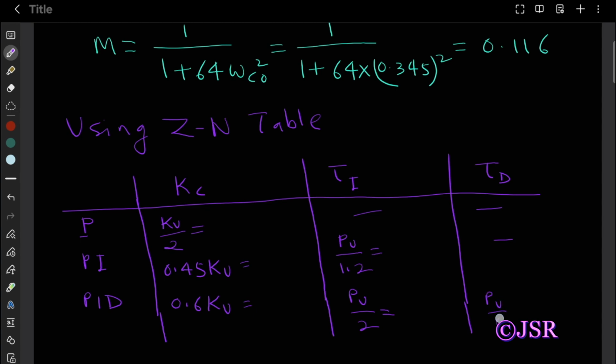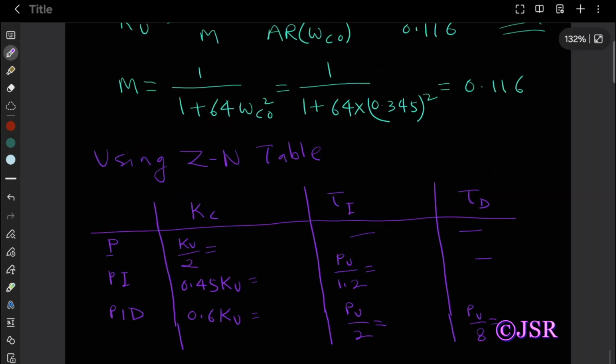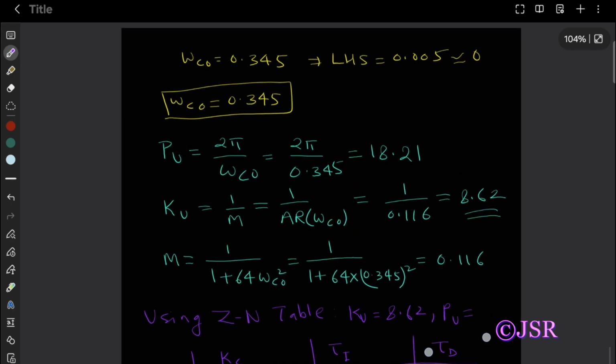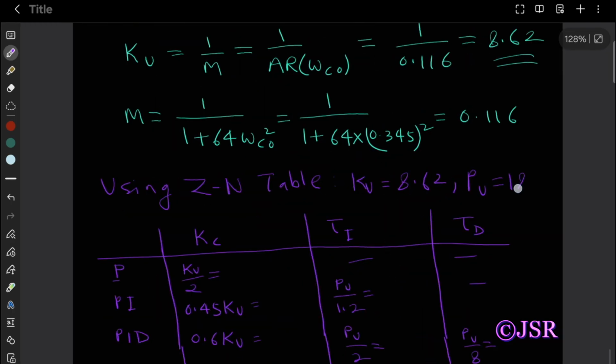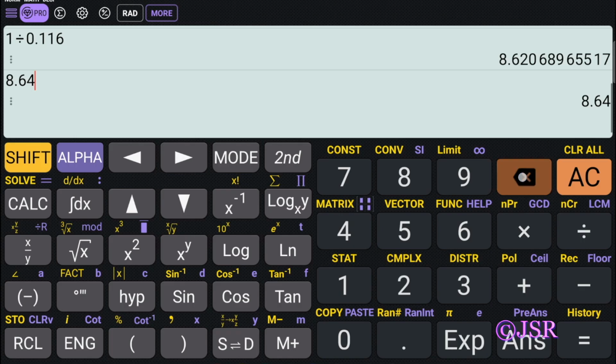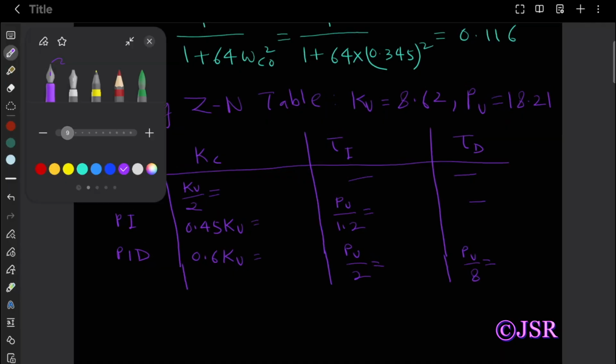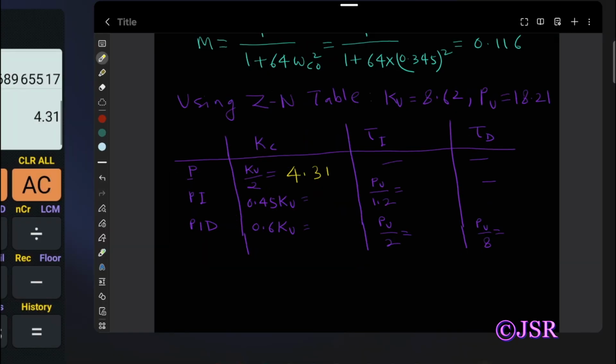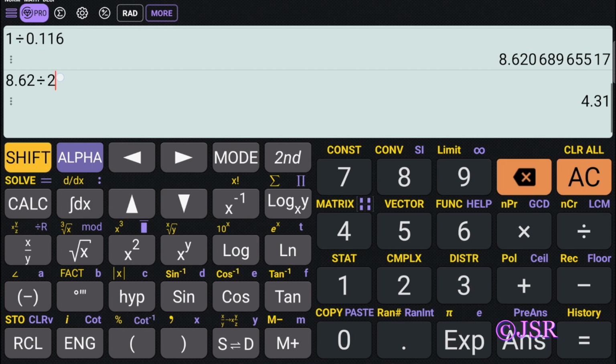So we have Ku value equal to 8.62 and Pu value equal to 18.21. Using these values we can find out Kc. So this will be 8.62 divided by 2, so this will be 4.31.